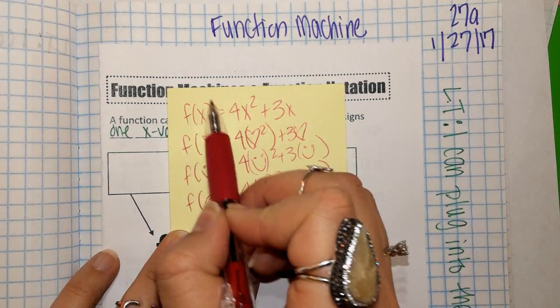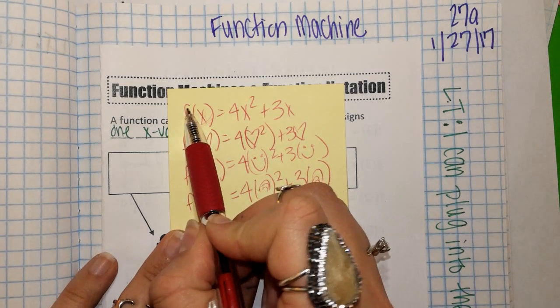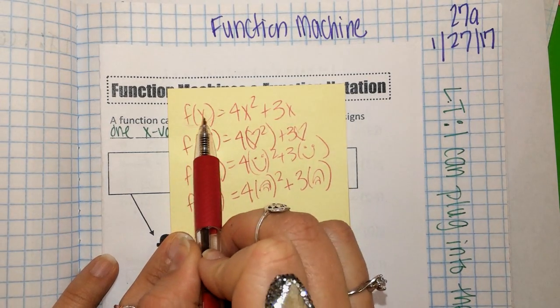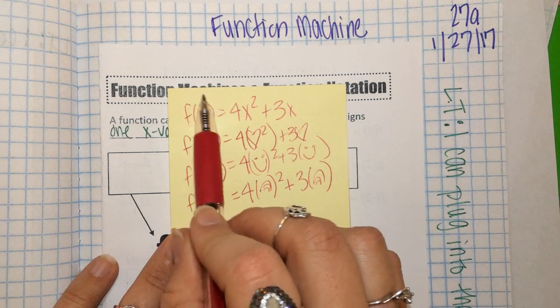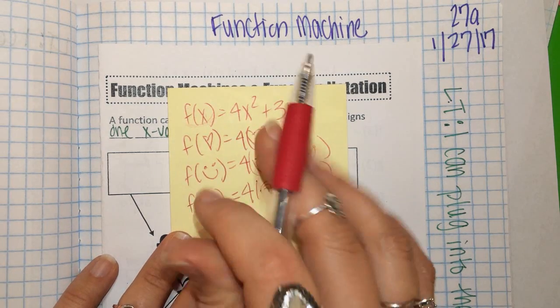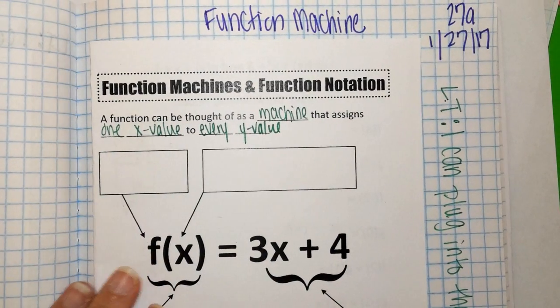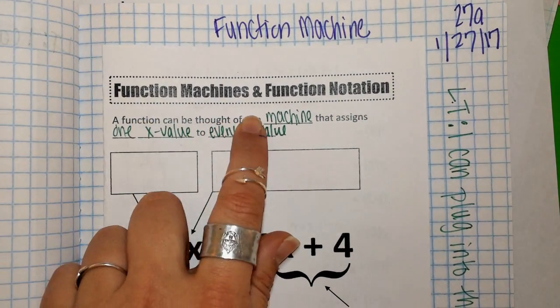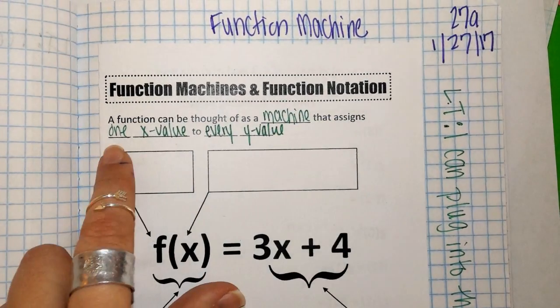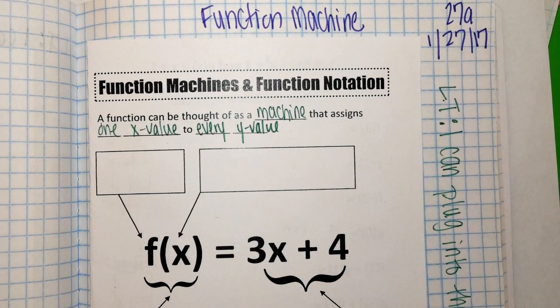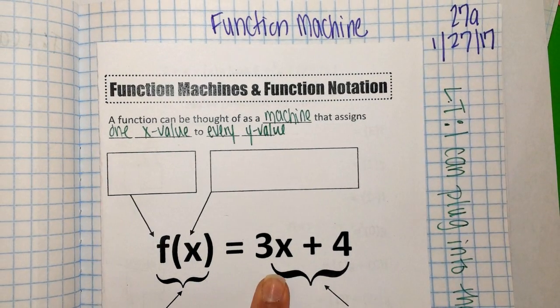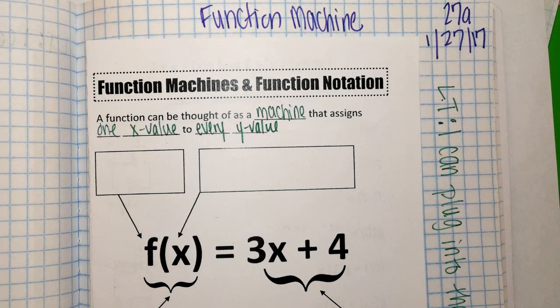So this is called function notation. This right here is called function notation. And this guy is our machine. So this is function notation, and this is our machine. Now on Friday, we wrote that a function can be thought of as a machine that assigns one x value to every y. And we said that that means that if we plug in 2, we can't get out 2 different answers. If we plug in 2 to our function, we're only going to get one answer out. Does everybody understand?